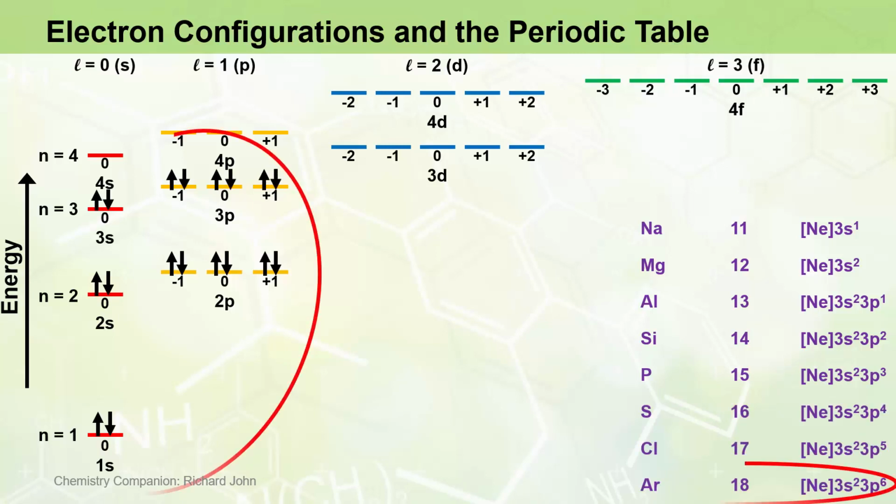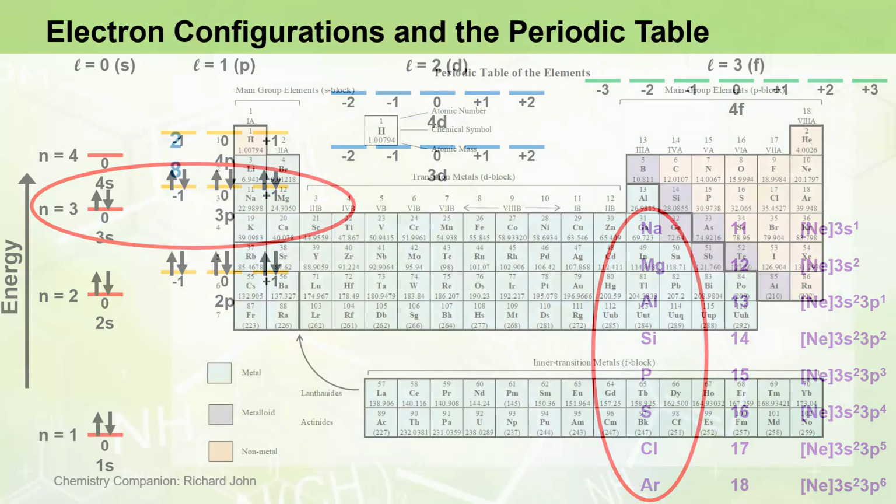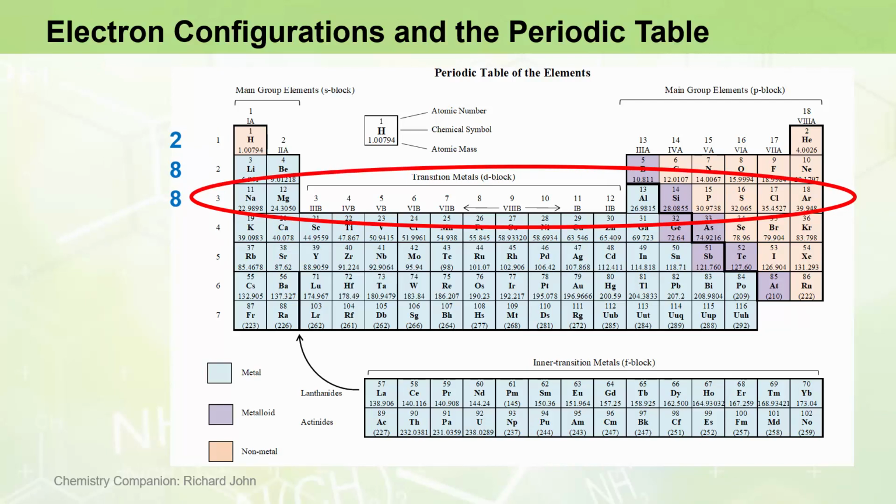And again, we see that filled subshells are associated with stability, as we know that argon is a noble gas with a stable electron cloud resulting from the filled 3s and 3p subshells. And again, we note that the filling of the 3s and 3p subshells within the n equals 3 shell corresponds to these 8 elements. And if we have another look at the periodic table, we see that period 3 also has 8 elements in total, with 2 in the s block and 6 in the p block.